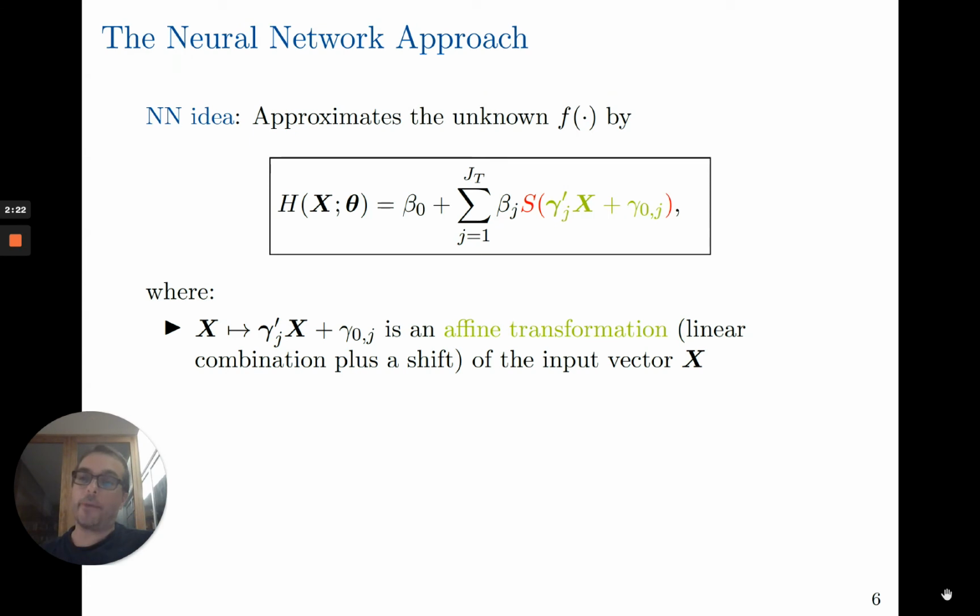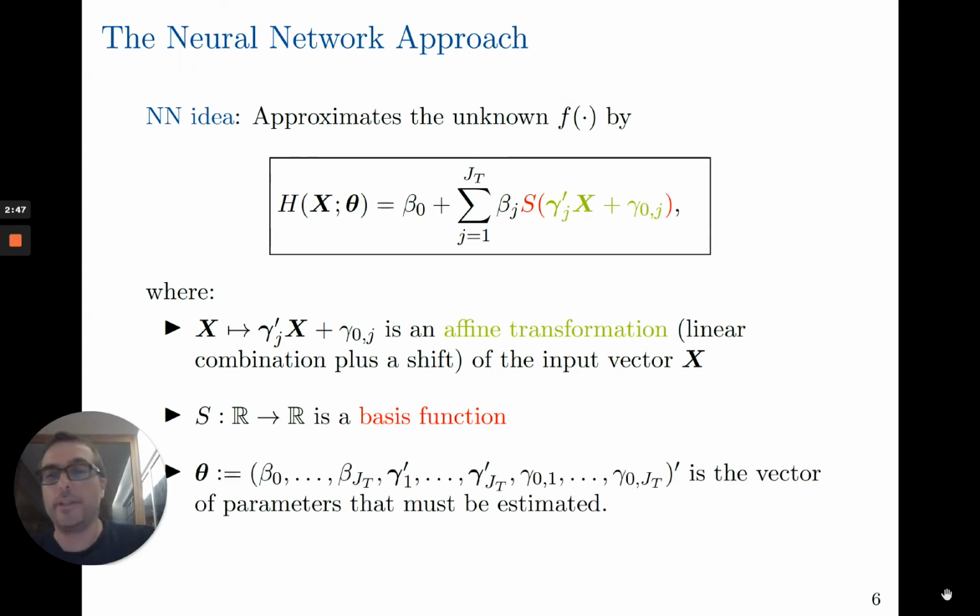We are going to approximate f by a sum of basis functions, exactly as we saw last week in our lecture about sieves. Okay, and so the input of these basis functions are affine transformations, a linear combination plus a shift of the input vector x. Okay? And s is a basis function, and the unknown parameters are the betas and the gammas. Okay, that should be estimated.